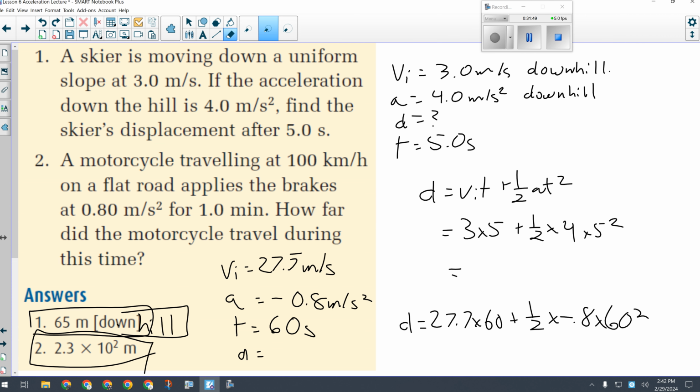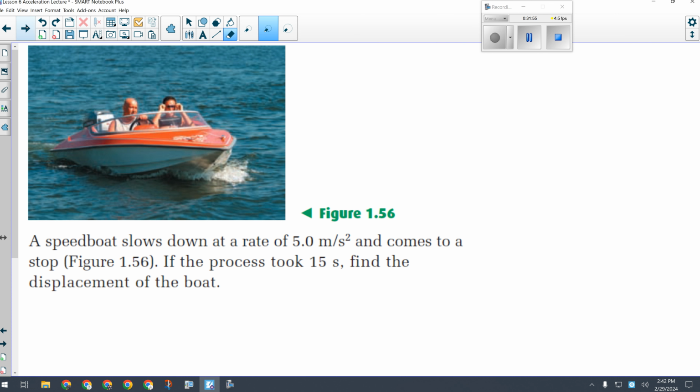Okay, so obviously we'll have questions where we have to manipulate that formula. These two examples we didn't have to. All right, write that one down. Do this question about the boat here in a minute.